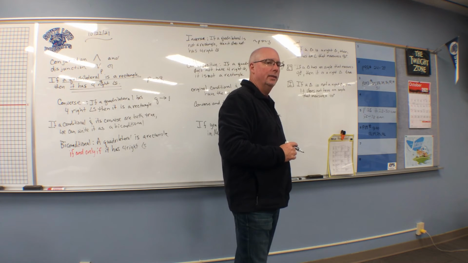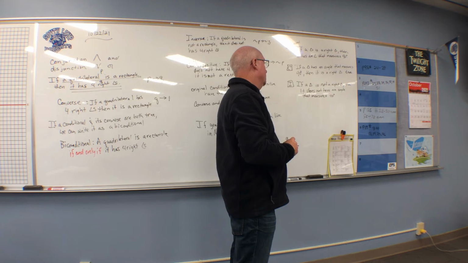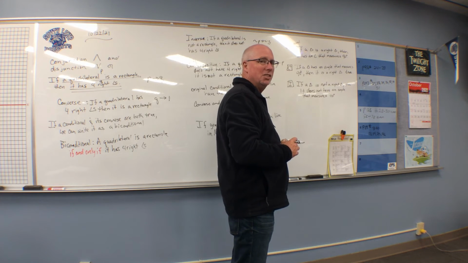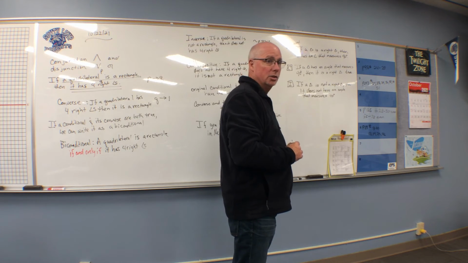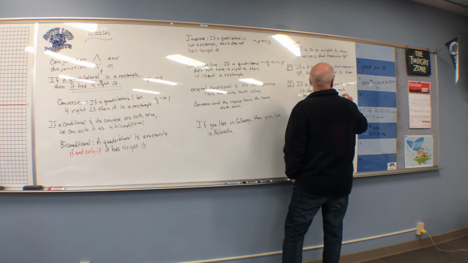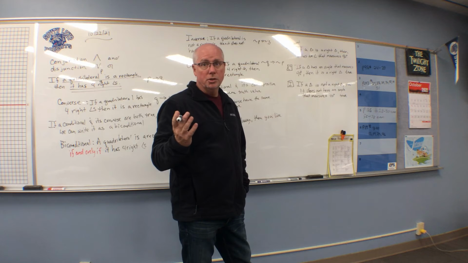Yeah, you're clear. Okay. If a triangle is not a right triangle, then it does not have an angle that measures 90 degrees. Is this true or false? True. This is true also, isn't it? So that means they're all true. Yes, exactly. That means they're all true.